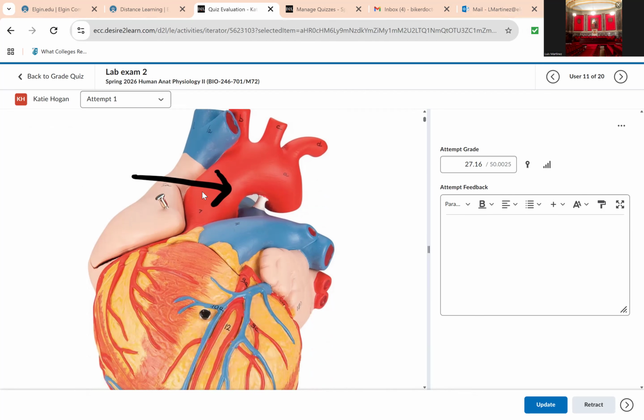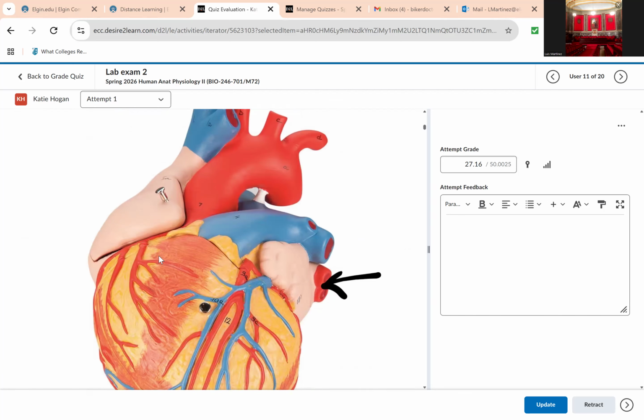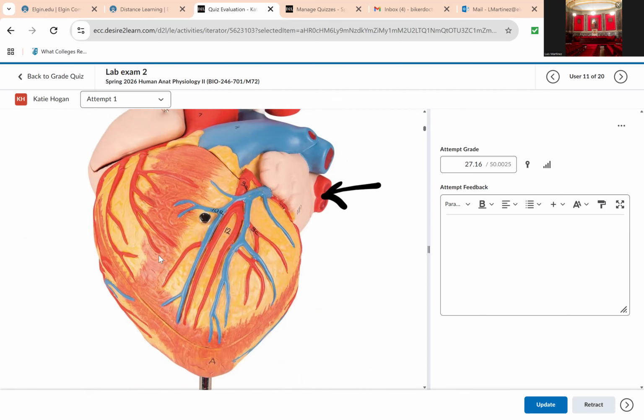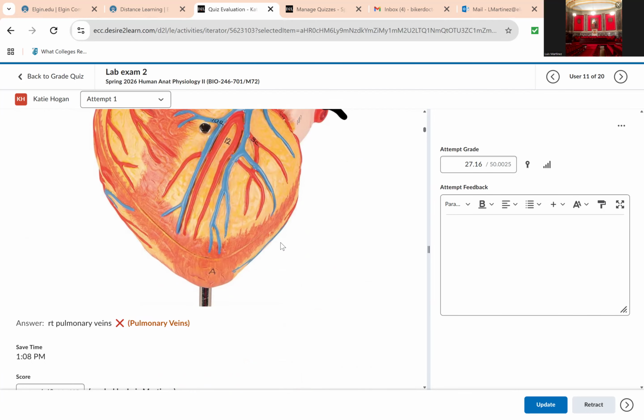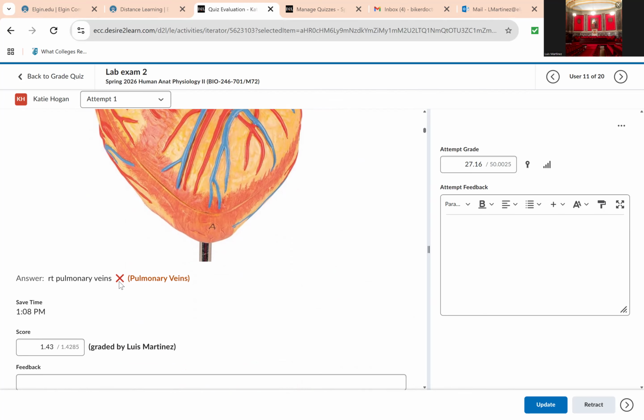Question number 1, the arrow here is indicating this red blood vessel. This is the aorta. Your answer was the aorta, and you got the points, 1.43 points. Question number 2, these are the pulmonary veins. Now, you can see here it was marked incorrect, but when you look down here, you can see that your score for this question is 1.43.